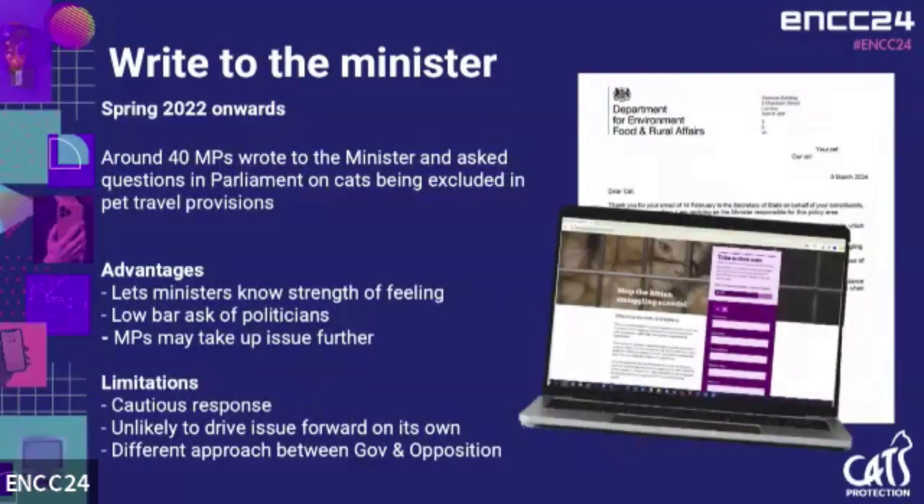limitations. You're unlikely to drive the issue forward just by doing this kind of action, and you are also unlikely to learn anything new from the minister that your organisation doesn't already know, as they're likely to be quite cautious in their response to MPs. You also might have quite a different kind of response from opposition or government MPs. Some opposition MPs may be hesitant to write to the minister and then have to repeat the government's line on something back to their constituents if their party has quite a different view of this. But overall, it was quite successful and well worth doing.